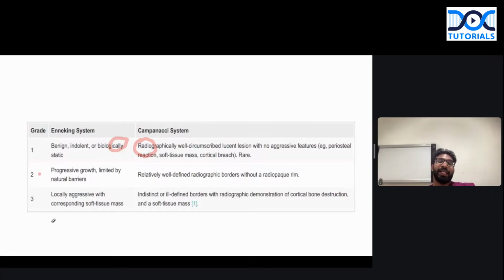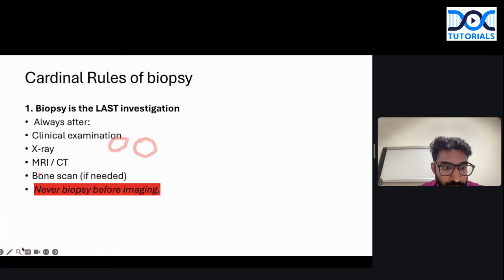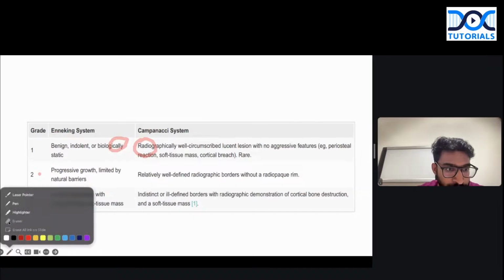Moving on, let me come to the grading of it. Yes, there are two types of gradings in giant cell tumor. One is Campanacci grading, and one is the, just a minute, and this is causing disturbance. Eraser. Oh, God. Sorry. Eraser part. Yeah.